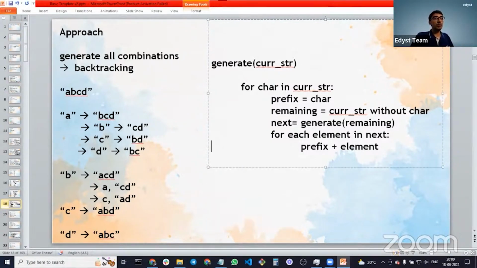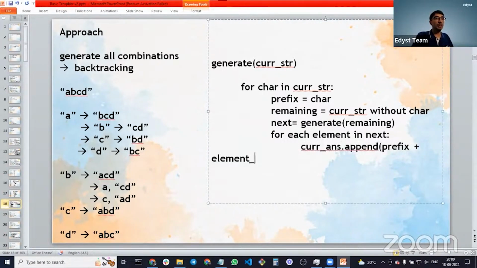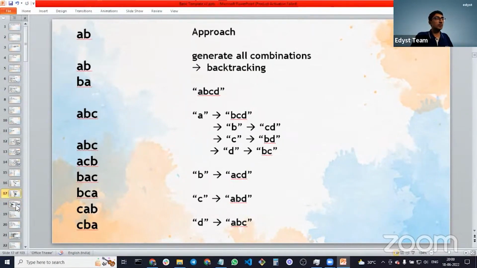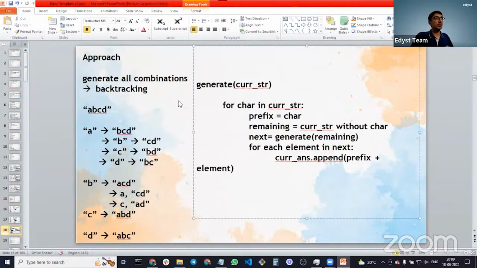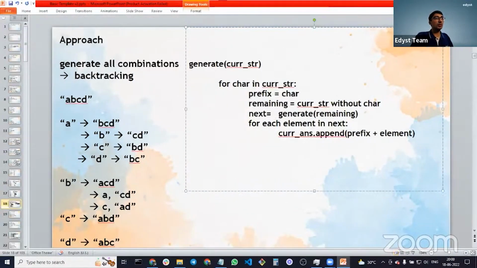So like this, for each element in next, I get prefix plus element, right? And this will be, I would say, current answer dot append. So this will be another list of elements that I'm generating. And for this set of generate, hold on, the font size is too big. Yeah. So for this set of generate, I am going to finally return the current answer.